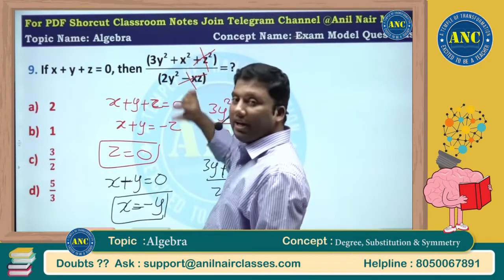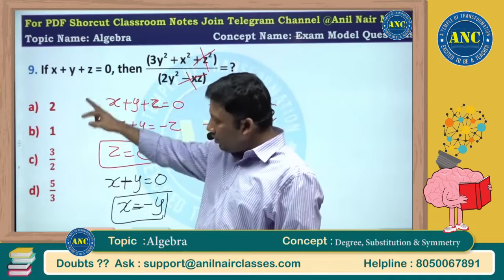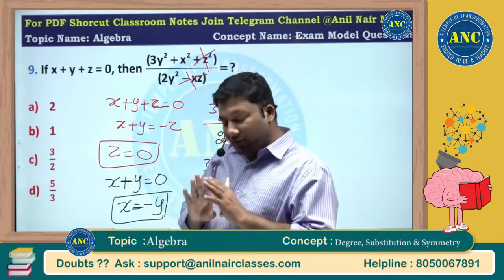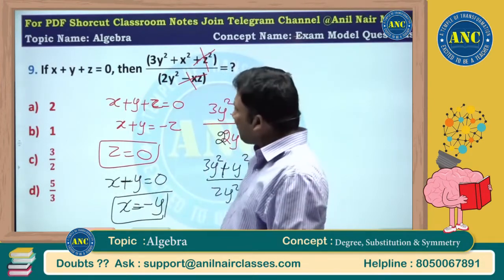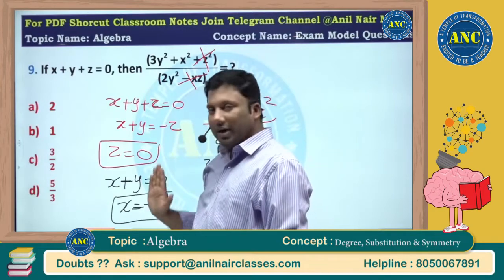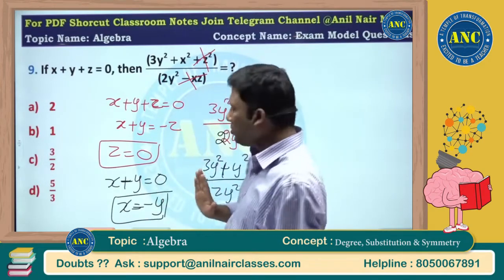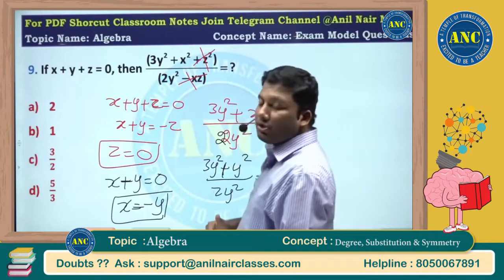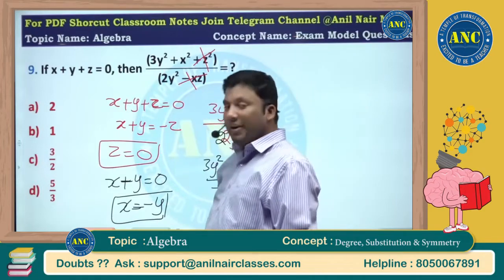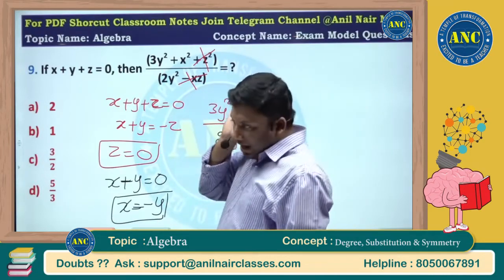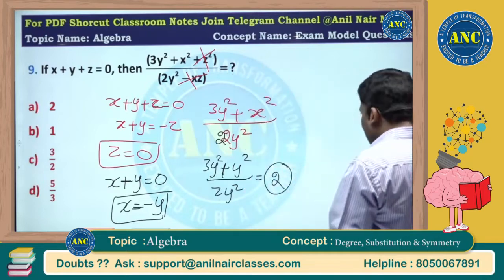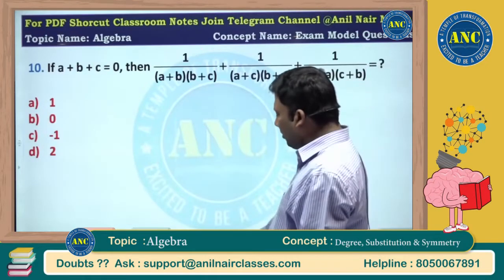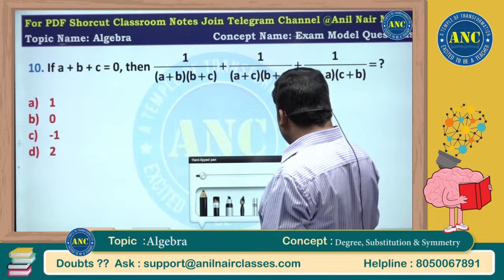These are degree 2, the answer is degree 0. All of them are constants, so they will not have degree 0, 2, 1, 3 by 2, 5 by 3. It is not possible. That is the reason I am using the substitution method. To simplify the substitution method further, I am using the dependent variable concept.